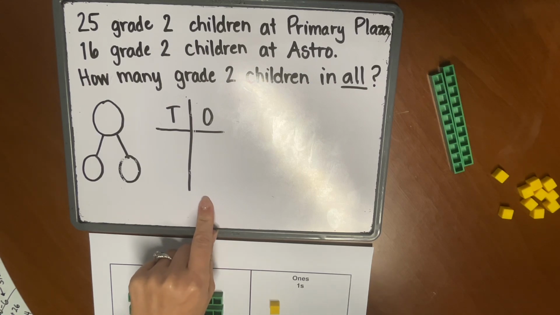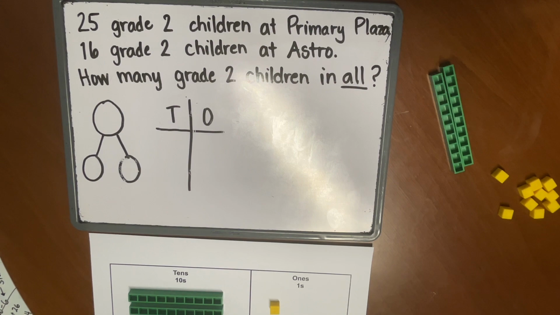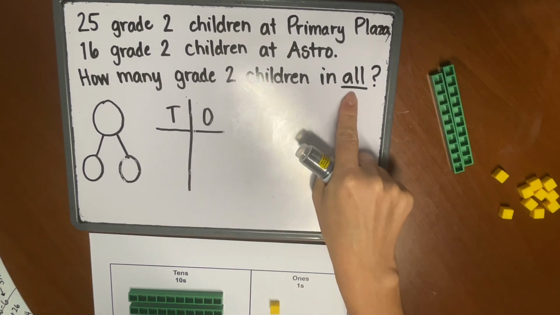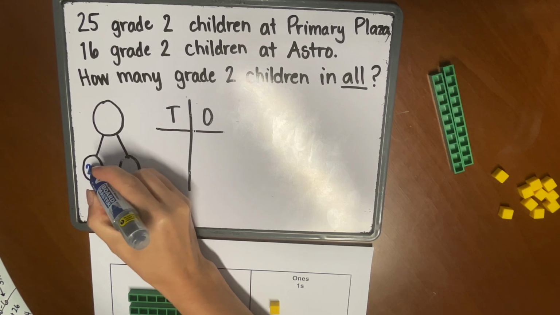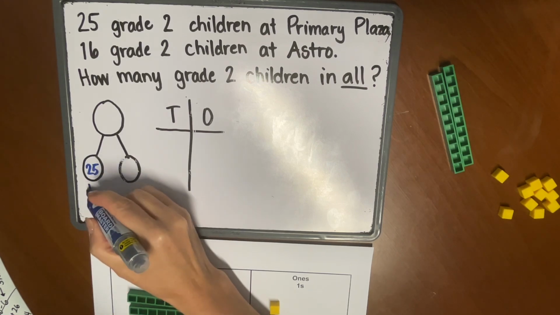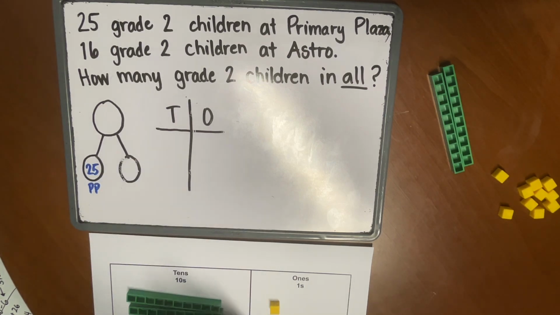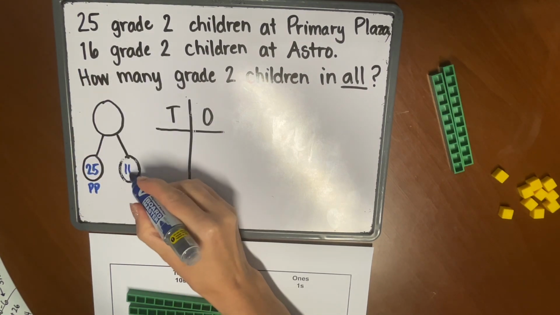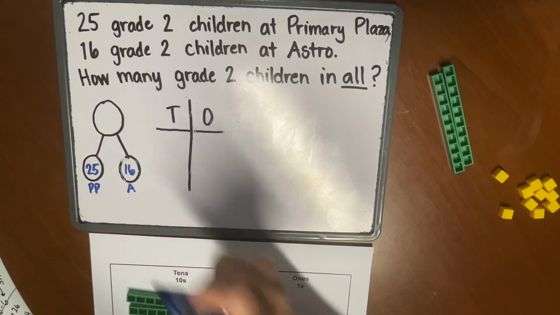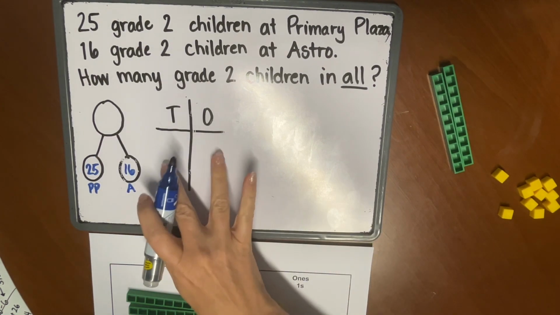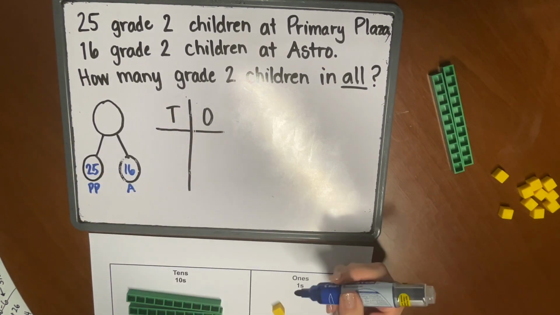Use an efficient way to show your thinking. Pause the video now and give it a go. Okay, we know we were trying to find all of it together. So we had 25 children at the primary plaza and 16 children at the Astro, and we were finding all together. I'm going to do my 10s and 1s to check that I'm correct.